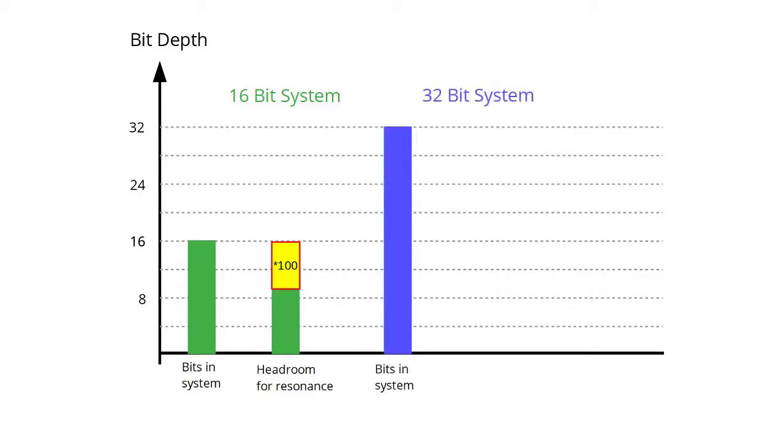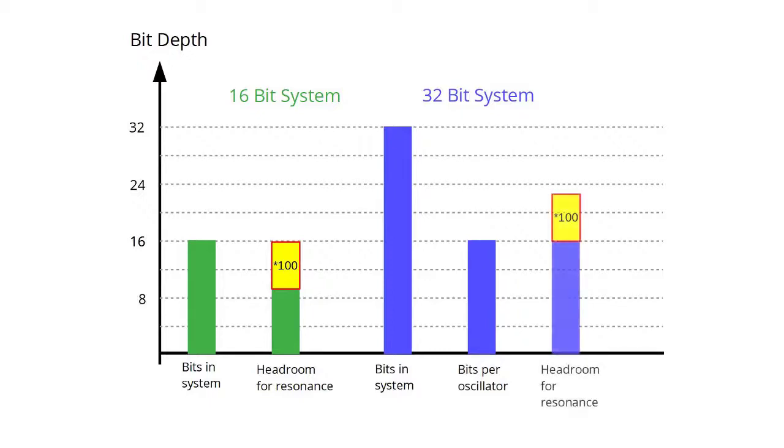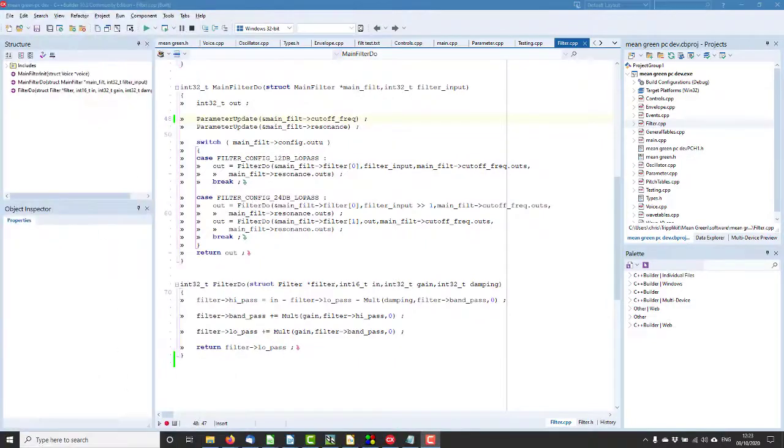However, we have a 32-bit system. This means that we can use 16 bits for the oscillators and still have plenty of headroom for the filter resonance. We only need to drop to 16 bits to output the samples to the D2A at the very end, and we achieve this by allowing the user to turn down the final volume level if the output is overloading. So here it is.